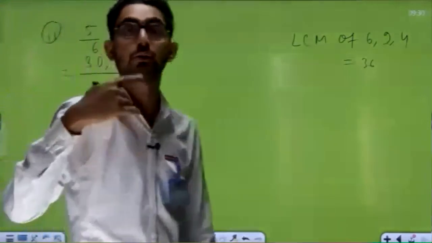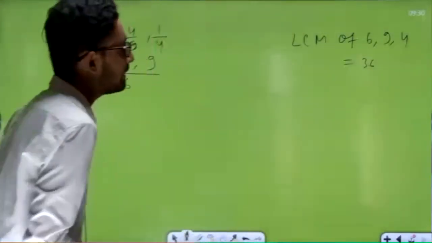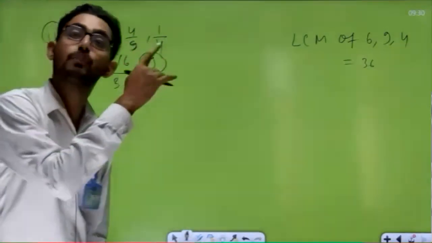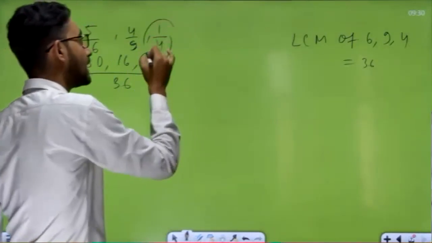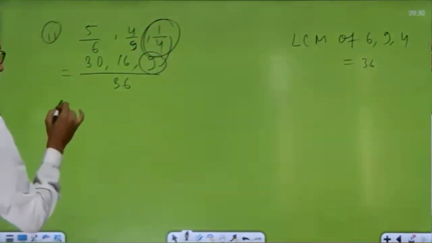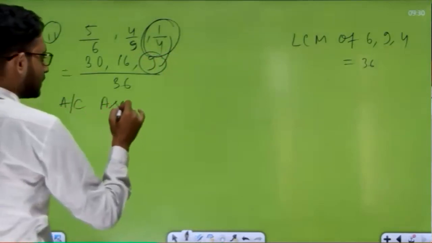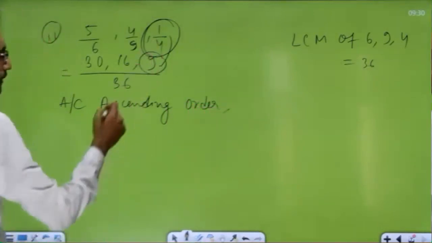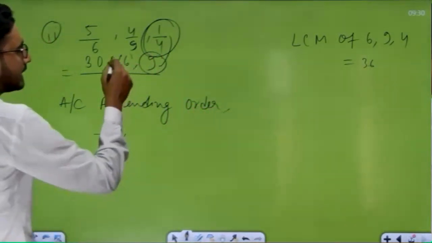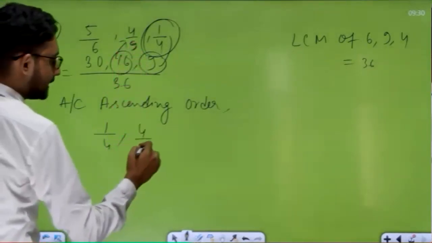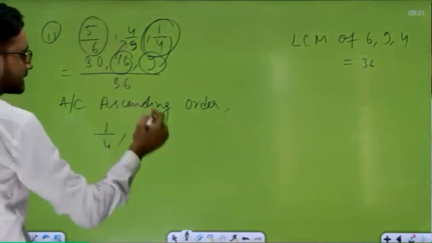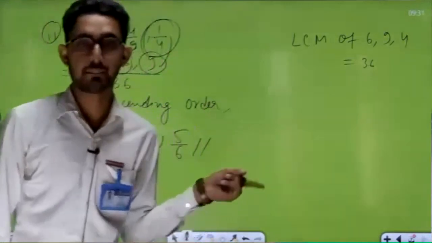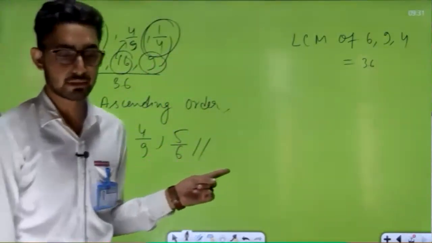Now we have to write according to ascending order. Ascending order means first write the smallest number, 9. But the fraction it belongs to, that is this one, so we write this fraction first. According to ascending order, first write 1 upon 4, then 4 upon 9, then 5 upon 6. So this is your complete answer. Yes students, this is your complete answer. Okay, so I hope all of you understood this question. Thank you.